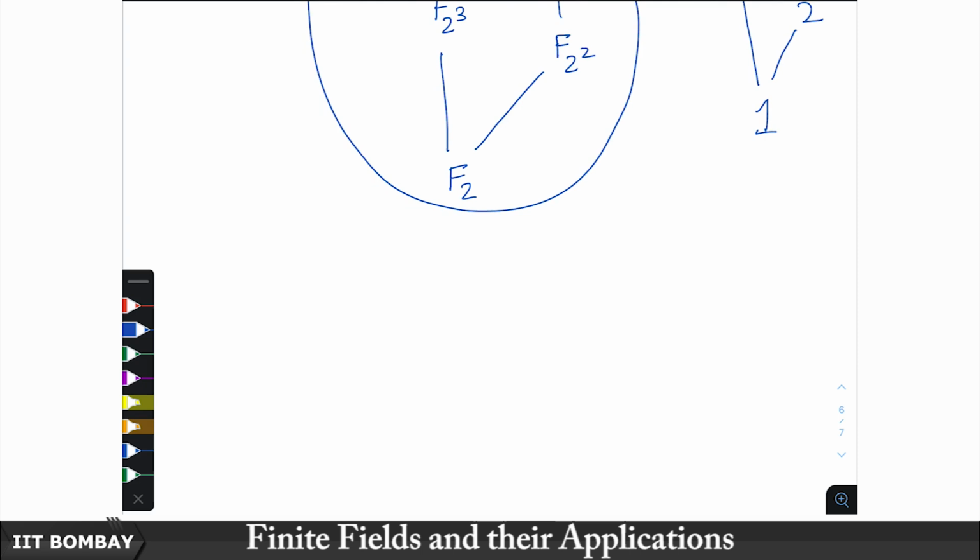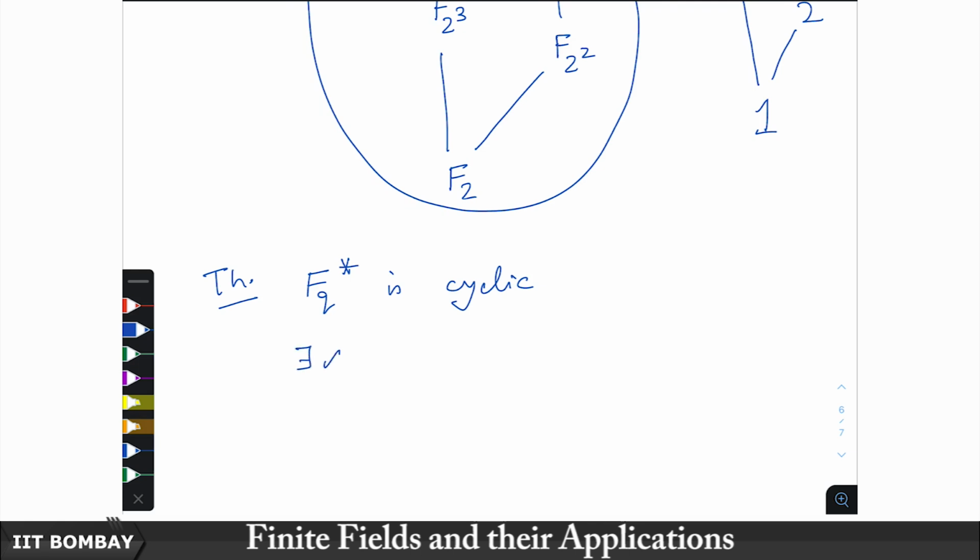Now, the next structural result that we are going to show is extremely important, and it sets finite fields apart from infinite fields, especially 0 characteristic fields that we know of, and that is: if you take a finite field F q, then F q star, which is the multiplicative group of all the non-zero elements, this group is a cyclic group. That is, there is a single generator. You can generate all the elements of F q star as powers of one element.